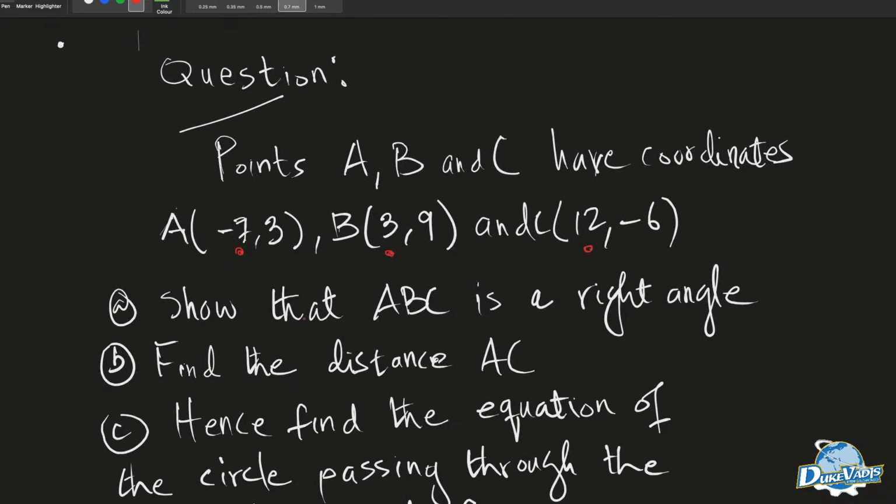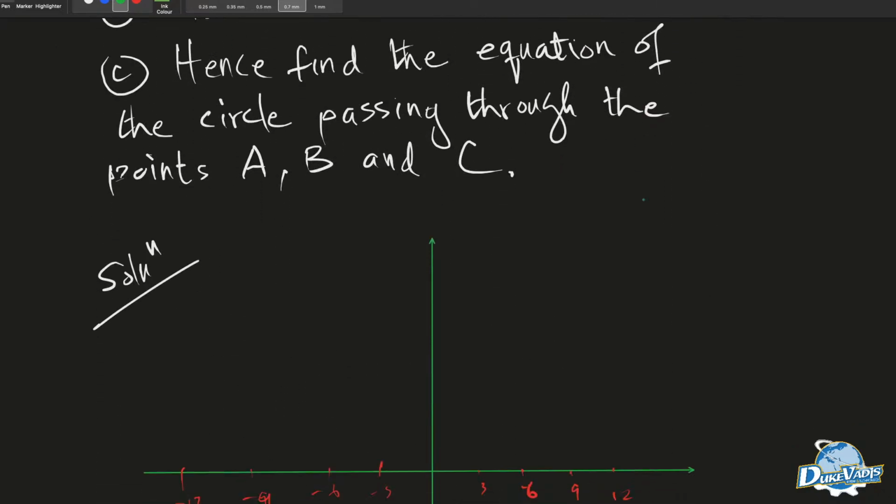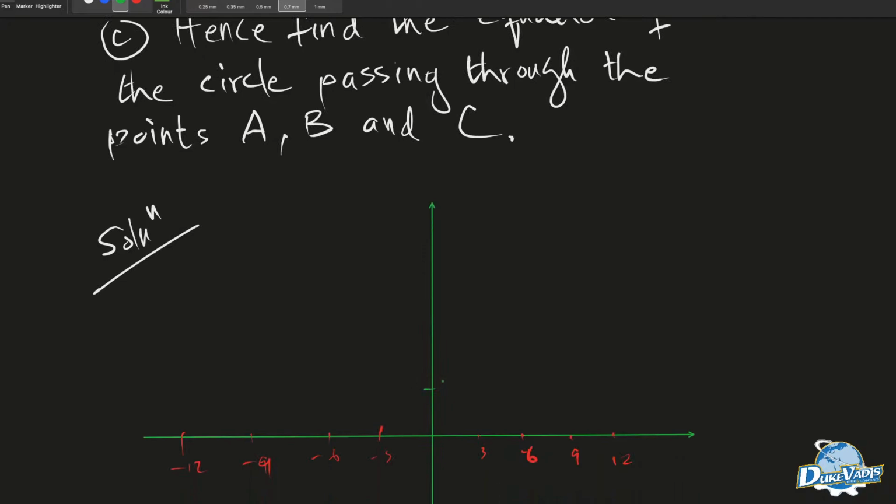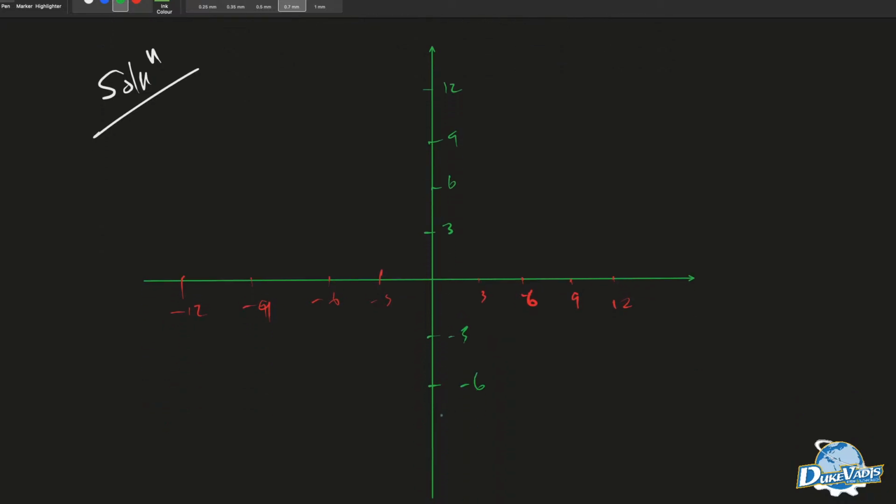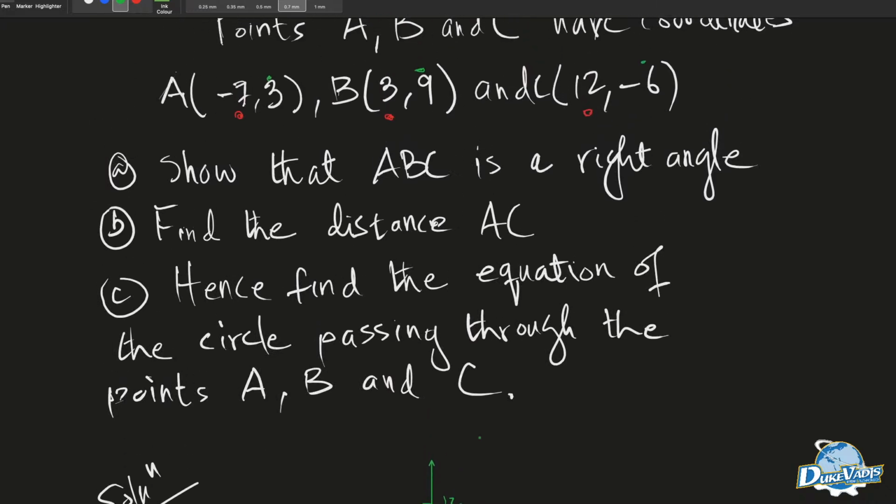And when we look at the y values, we got 3 here, we got 9 here, and we got -6. So let's do the intervals similar to that: 3, 6, 9, and 12, and -3, -6, -9, and -12. Okay, so we plot these coordinates according to what the question says.